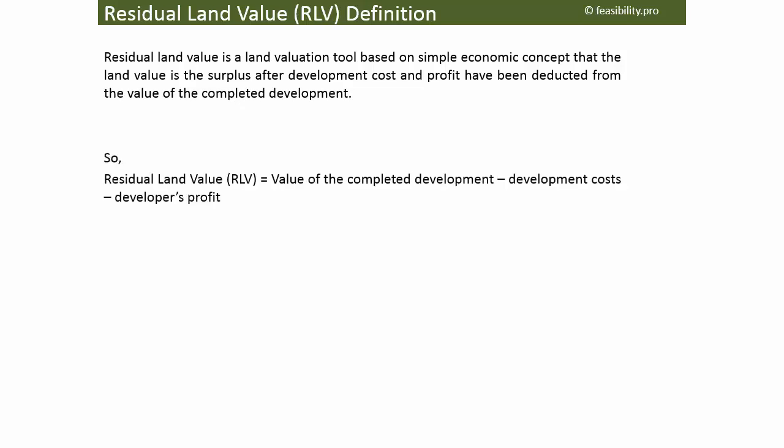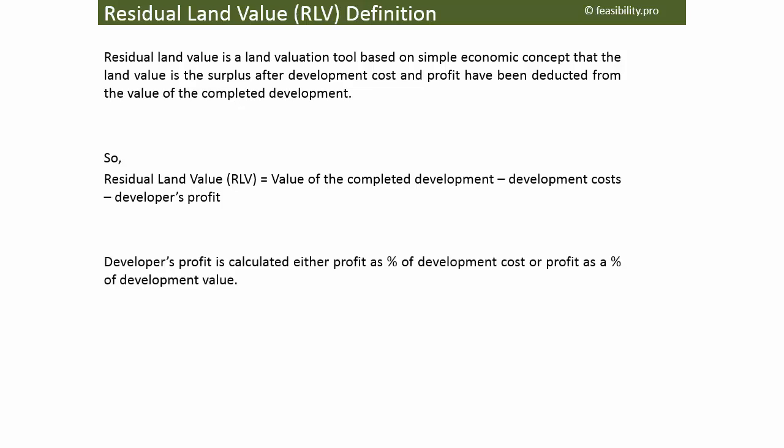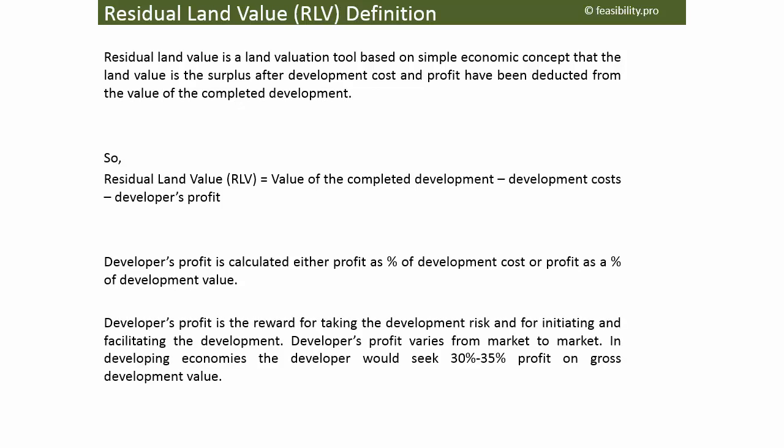So residual land value is basically the value of the completed development less development cost less developer's profit. So why are we subtracting the developer's profit, and how is it calculated? Developer's profit is calculated either as a percentage of total development cost or as a percentage of total development value, which is basically the sales value or the valuation of the completed leased property.